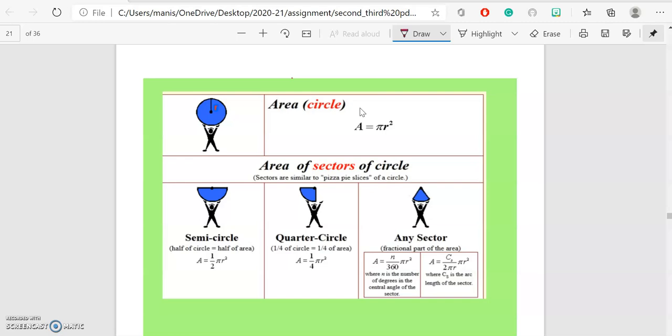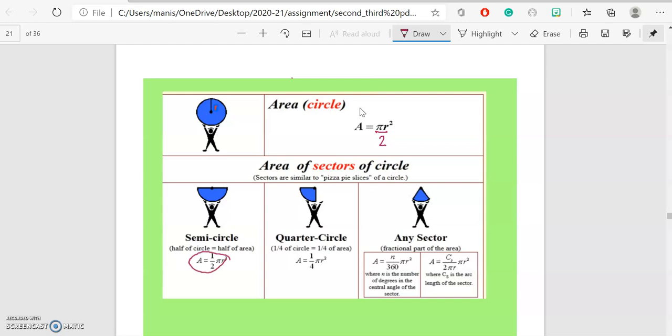Area, this shape is a circle, and the area of a circle is pi r square. If I cut the circle in half, the new shape which will be formed is called a semicircle. Since we divided it in half, we will divide the area by 2. So the area is equal to half pi r square.